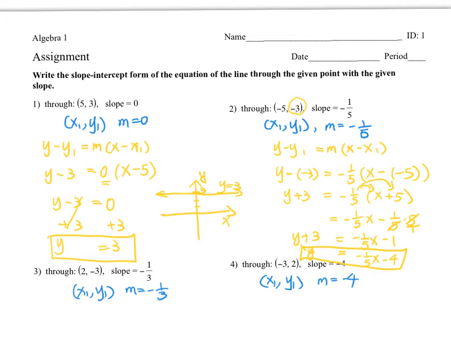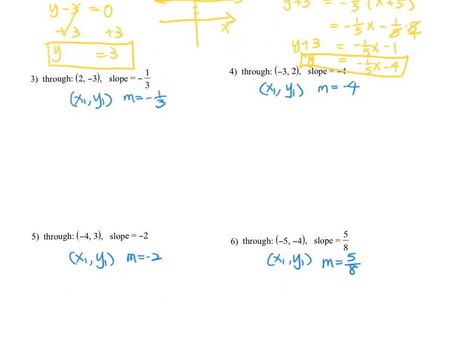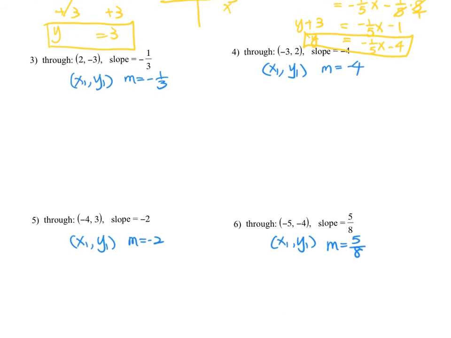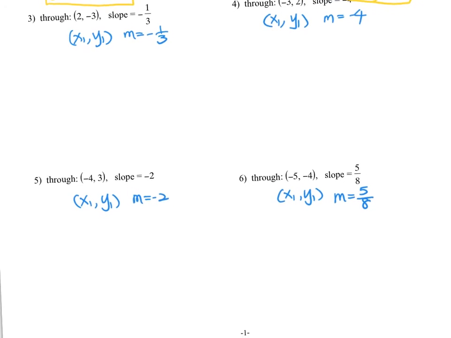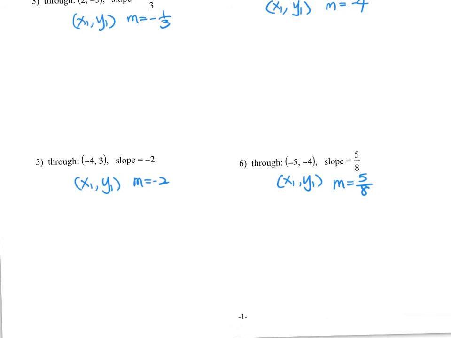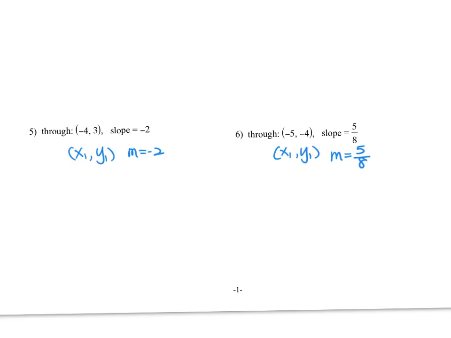And again, pause the video if you don't understand it. Review the steps. Label x1, y1. Label the slope. Write down the formula. Plug it in. Distribute and simplify. I'm going to move up. I will do, let me demonstrate number 6 because it's got a fraction here.